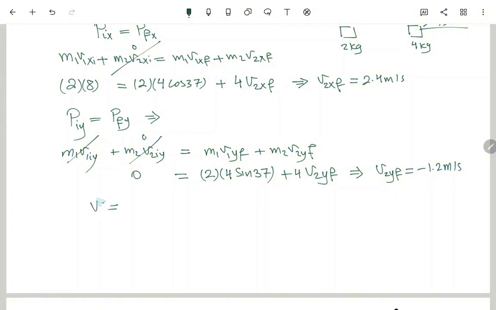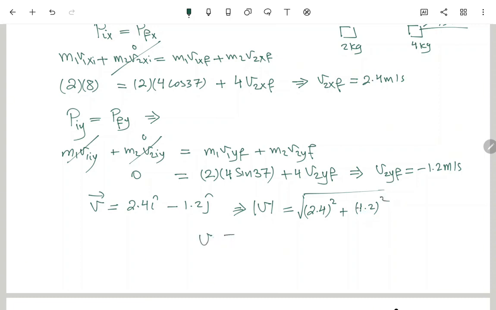V, after all, as a vector equal to 2.4 i minus 1.2 j hat, and V, the magnitude, or the speed, equal to square root of 2.4 square plus 1.2 square. V, after all, will be equal to 2.7 meter per second.